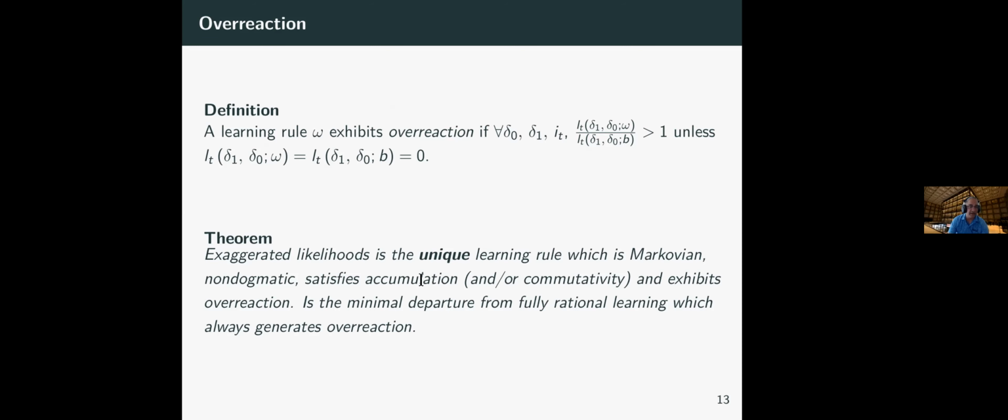Finally, this thing should satisfy accumulation. Accumulation means, again, if I get my information in sequence or I get it as a data dump, my beliefs are the same. So if you also wanted to exhibit overreaction, exaggerated likelihoods is the only learning rule which is Markovian, non-dogmatic, satisfies accumulation and exhibits overreaction. So in that sense, it's the minimal departure from rationality that generates overreaction.